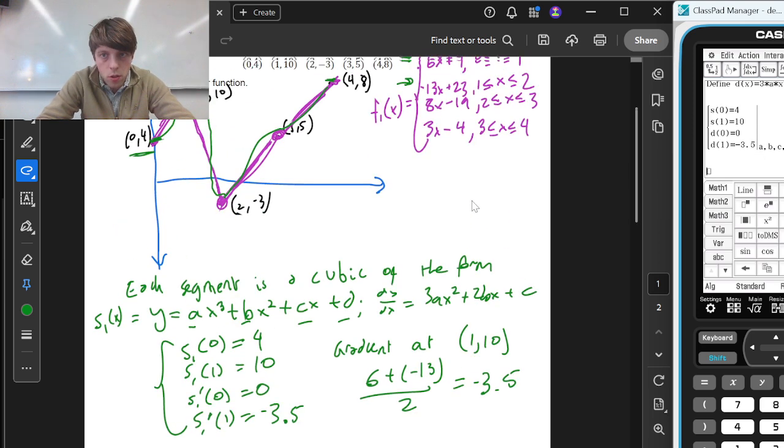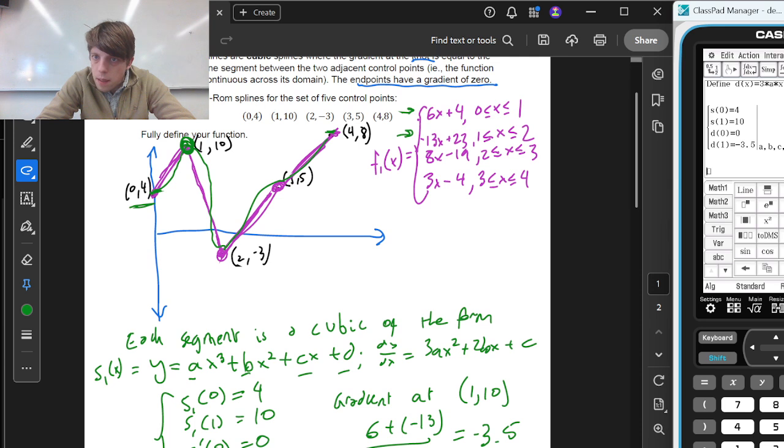So it says no solution. I must have made a mistake somewhere there. Let's see if we can work that out. We've got those conditions. The derivative function, is that all correct? That's ax cubed plus bx squared plus cx plus d, and the derivative is 3ax squared plus 2bx plus c. Yeah, that's the derivative function. When x equals 0, y equals 4. When x equals 1, y equals 10. Yep. When x equals 0, the gradient equals 0.